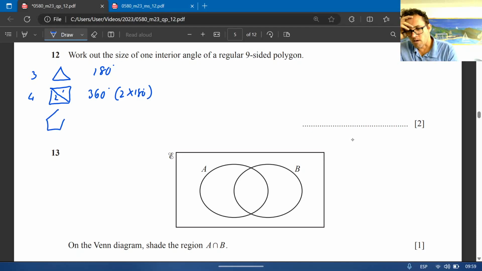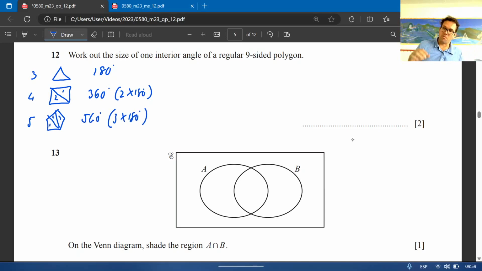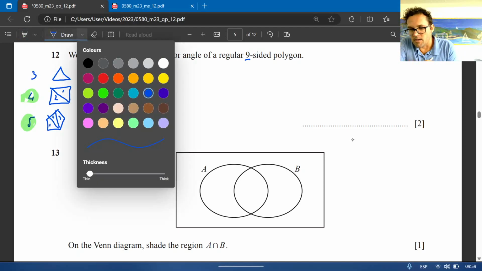A pentagon, which has 5 sides, adds up to 540 because it's 3 times 180, because 3 triangles fit into the polygon, and that continues like that. So a 9-sided shape, how many triangles is going to fit inside? The answer lies here. A 4-sided shape has 2 triangles. A 5-sided shape has 3 triangles. The number of triangles is always 2 less than the number of sides.